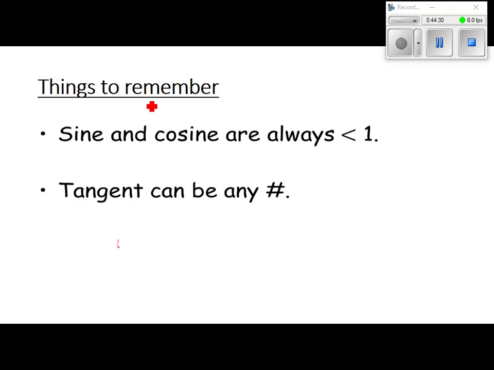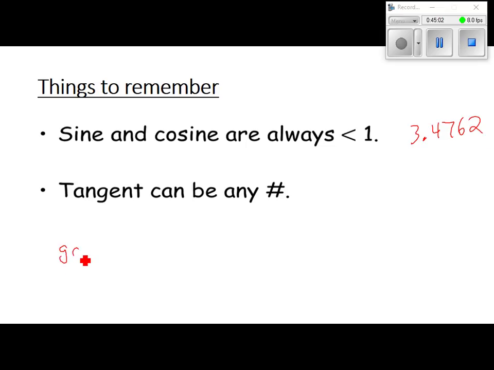The tangent can be any number. It can be 0.2765, so it can be less than 1. It can also be 13.582. It can be more than 1. Sine and cosine, though, if you come up with a sine and it's 3.4762, it's wrong. All right? The other thing, I'm going to maybe write something down on here.